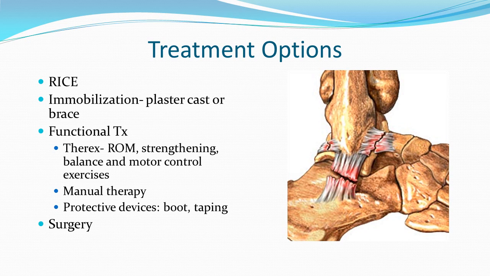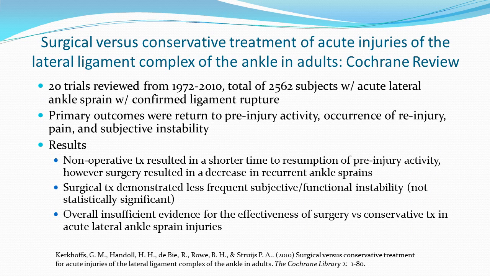Grade 1 and 2 are usually managed with immobilization or functional treatment, while patients with grade 3 sprains are more likely to be candidates for surgery. Surgery involves ligamentous repair of torn structures such as the ATFL, CFL, or PTFL, or reconstruction depending on the extent of the damage.